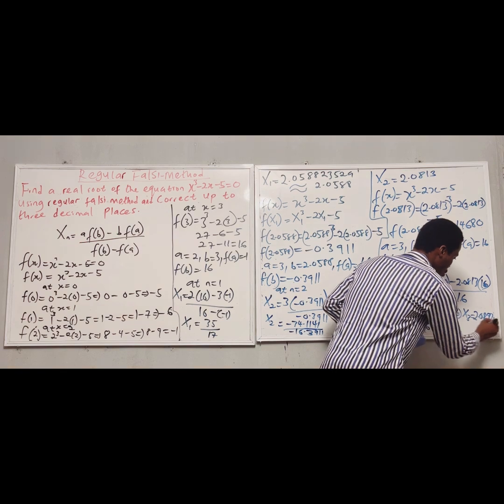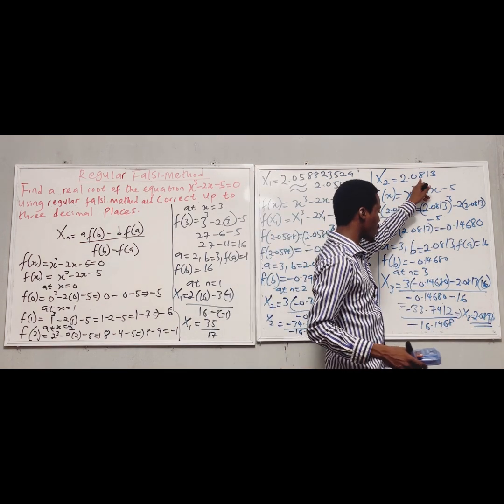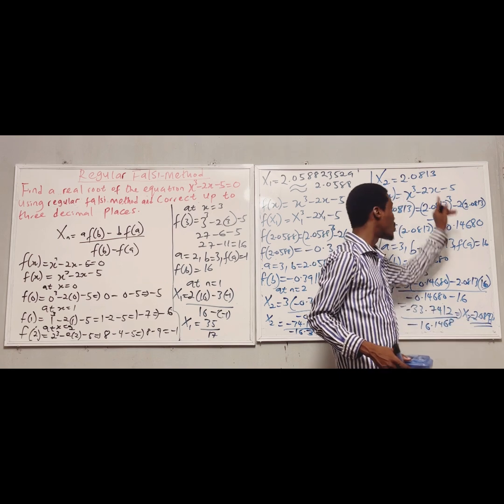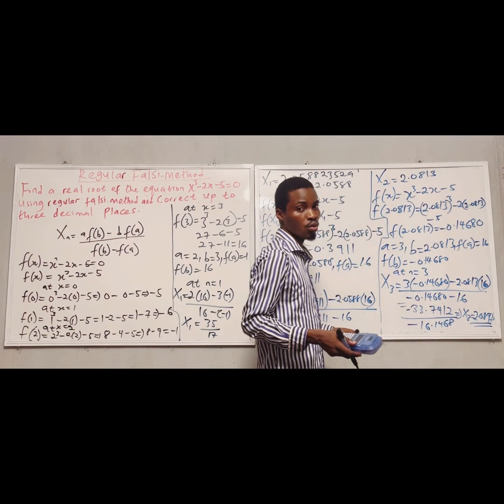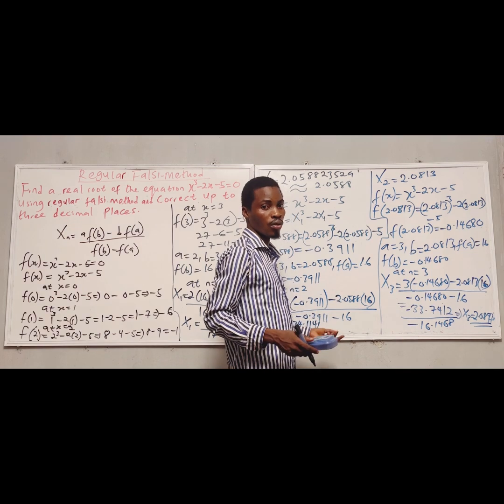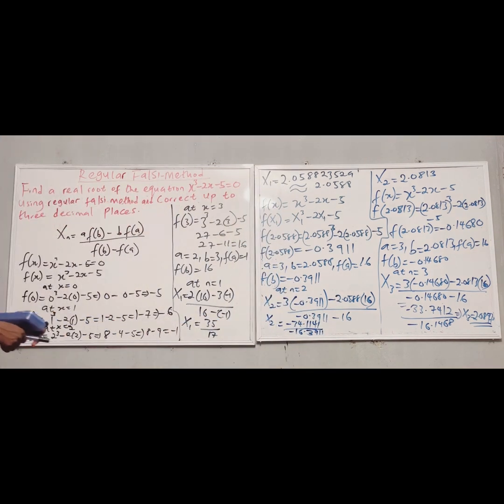So my S3 is 2.0897. If you check S2, 2.0813 is not the same as S3. So I have to do the next approximation, which is at n equals 4, the fourth approximation. So you can make screenshots for this.